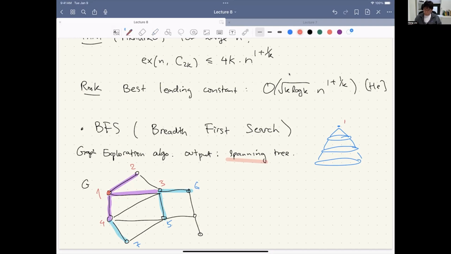So 1, 2, 3, 4, 5, 6, 7, and you explore from 5. Explore this, this is 8, 9. 8, there's only 1 here. 9, there's 1 here. Something like this.